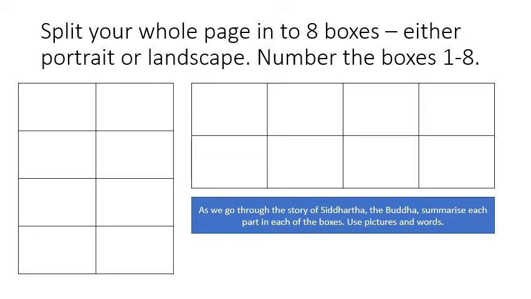And as we go through this story of Siddhartha, I want you to summarize each part of the story in each of the boxes. So each slide will tell you which box you are going to be using at each point. So it should be really clear. And what you need to do is summarize each part of the story using pictures and words as much as you possibly can. Okay, so I want you to pick the key words to put in the boxes and then fill it with pictures and colours as well to try and tell the story of Siddhartha.